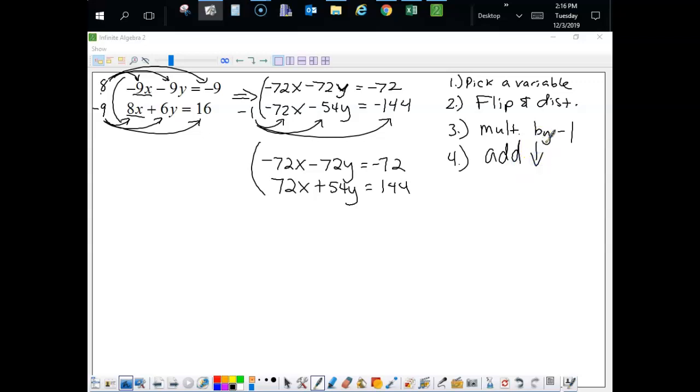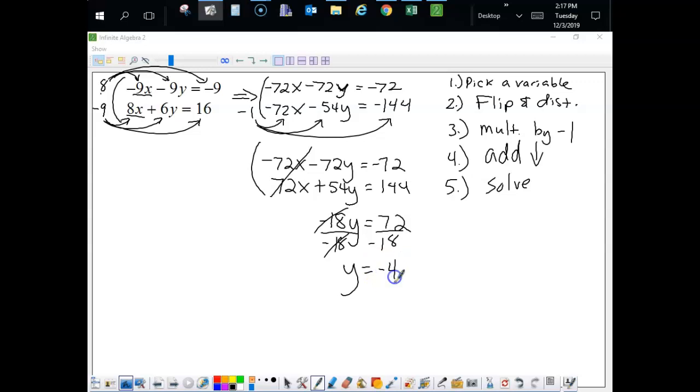So, -72 and +72 cancel. -72 and 54, I'm not sure what that is. Let me see. It says -18 on my calculator. I'm pretty sure this one will be 72. All right? And then from there, it's easy to solve, right? So step 5 is just solve. If I divide both sides by -18, we're good to go.